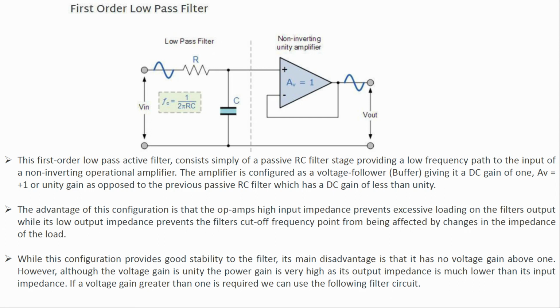The advantage of this particular configuration is that the op amp has high input impedance. We have seen op amp input impedance is extremely high. So, this prevents excessive loading of the filter's output, while its low output impedance prevents the filter's cutoff frequency point from being affected by changes in the load. That is the advantage of using the operational amplifier as a unity gain amplifier or voltage follower.